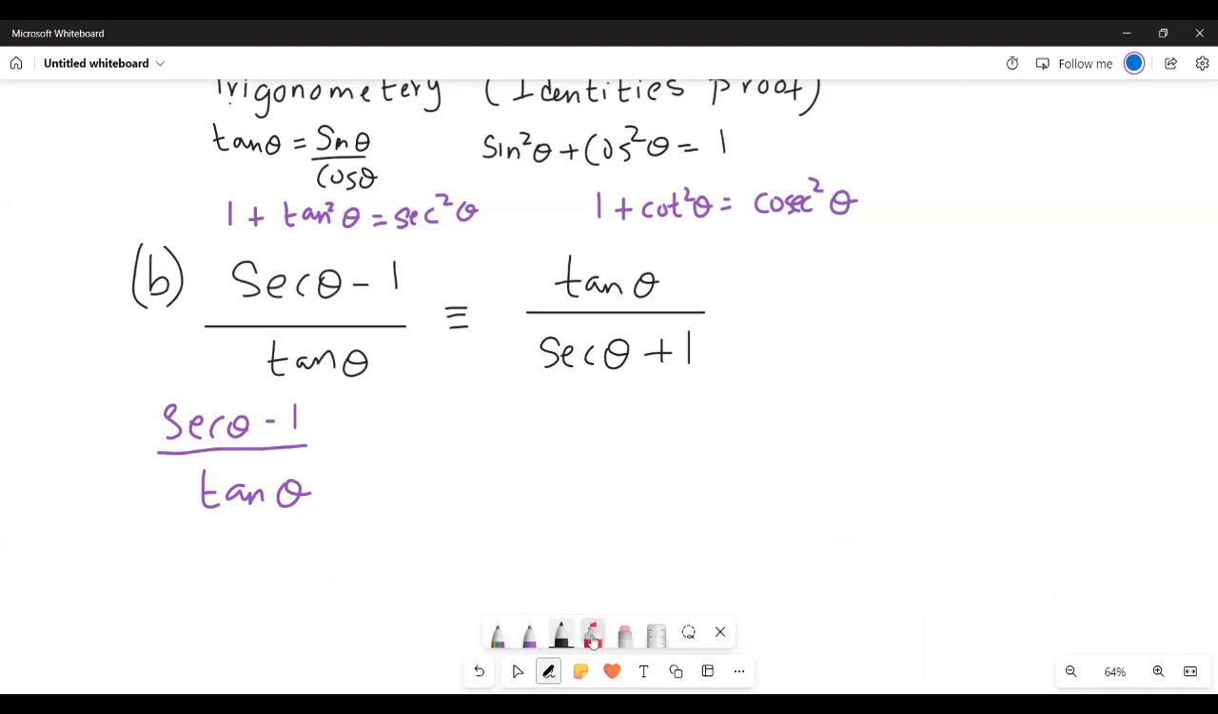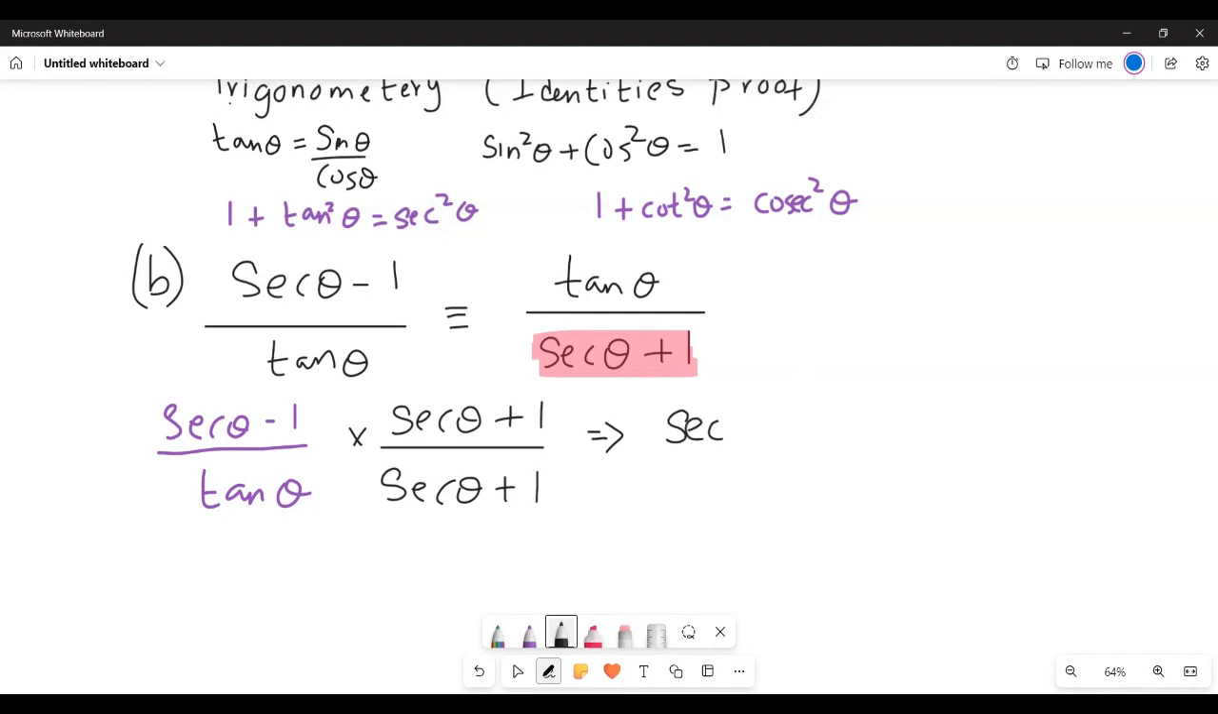Achha, now we need this in the denominator at the right hand side. So I'll multiply this in the numerator as well as in the denominator. So times secant theta plus 1 divided by secant theta plus 1. Okay. Now the numerator is a plus b and a minus b, which is a square minus b square. So we have secant square theta minus 1, and we have tan theta, and we have secant theta plus 1.